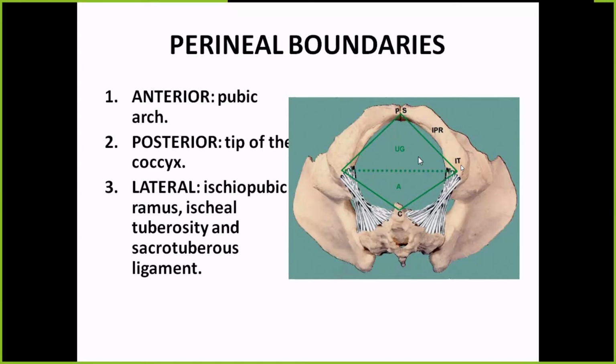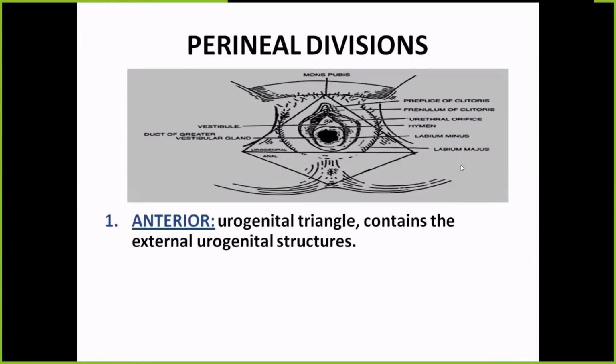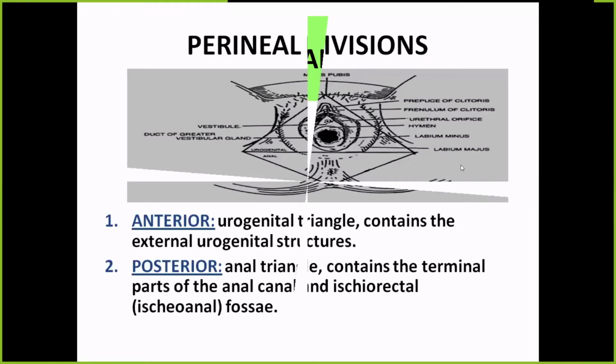The anatomical perineum is divided into two structures: one is the urogenital triangle, one is the anal triangle. It is separated by the imaginary line between the two ischial tuberosities. The urogenital triangle, as we have discussed, contains the superficial perineal pouch and deep perineal pouch. The anal triangle has no obstetric significance. So what does it contain? It contains the ischiorectal fossa and the terminal part of the anal canal.